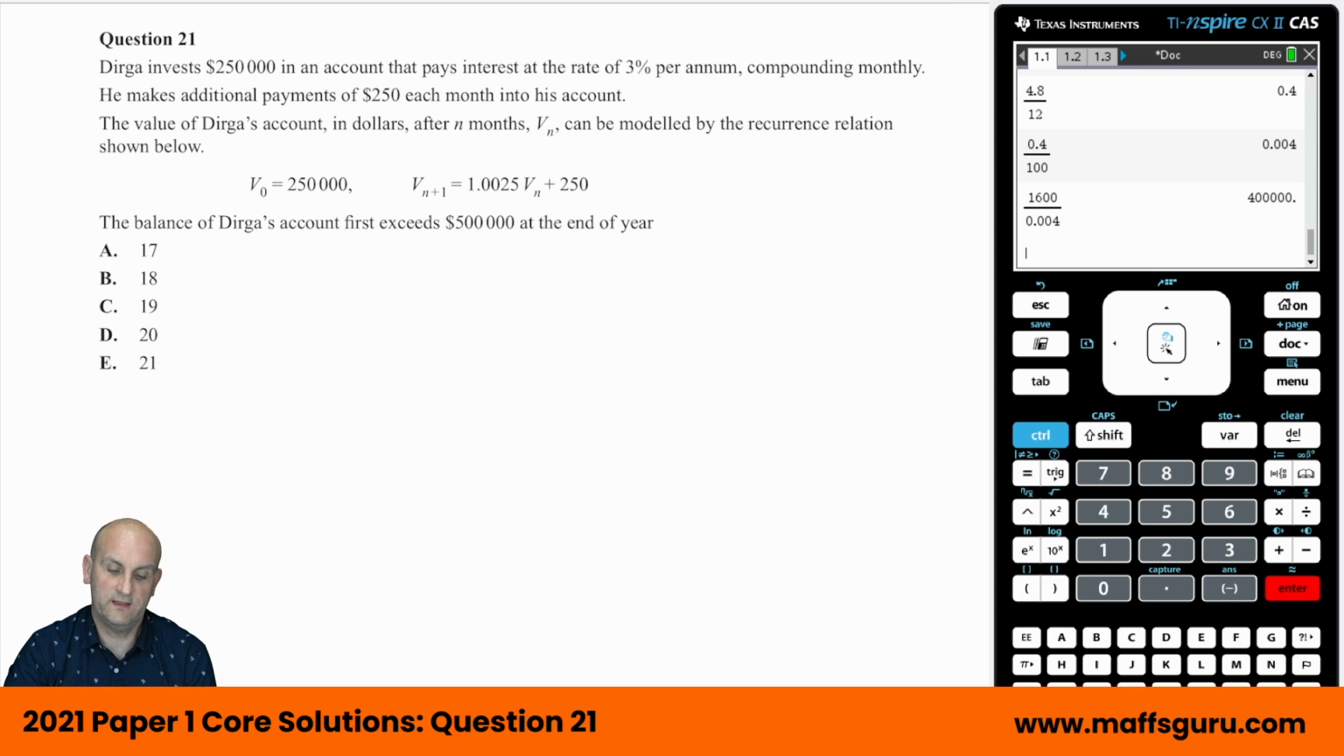Derja invests $250,000 in an account that pays interest at a rate of 3%. So here's my principal, rate of 3% per annum, compounding monthly. He makes additional payments of $250 each month into his account. The value of Derja's account in dollars after n months can be modeled by the recurrence relationship shown below. The balance of Derja's account first exceeds $500,000 at the end of year.